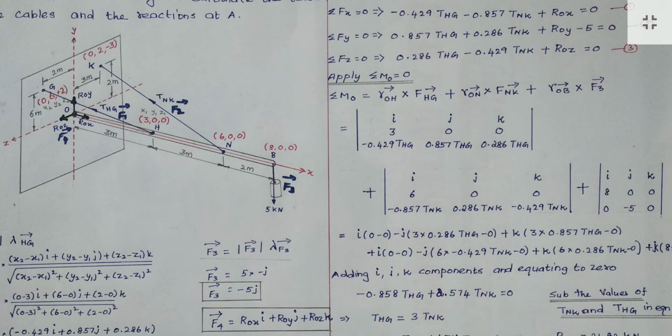Moment is equal to 0 means what? Moment at O. I am taking moment at O, then this ROX, ROY, ROZ becomes 0 value. So I am going to take moment at the point O, which means if the force is acting at that point, there is no moment at all, right? So at the point O I am finding the moment.